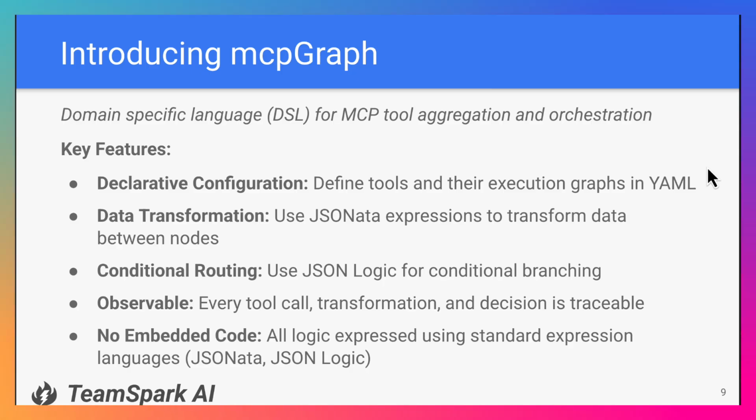So let's get to mcpGraph, which is the solution that I'm proposing here. mcpGraph is a domain-specific language for MCP tool aggregation and orchestration. It includes declarative configuration, so we define our tools and their execution graphs in a YAML file. It includes data transformation, so we use JSONata, an expression language that transforms data between nodes. It's super powerful, but all it does is transform data. For conditional routing, we use JSON Logic. Again, super powerful, but all it does is conditional branching. It's observable. Every tool call, transformation, and decision is traceable and auditable. You can watch it in real time. And there's no embedded coding language. All the logic is expressed using the standard expression languages, JSONata and JSON Logic. No JavaScript anywhere in here.